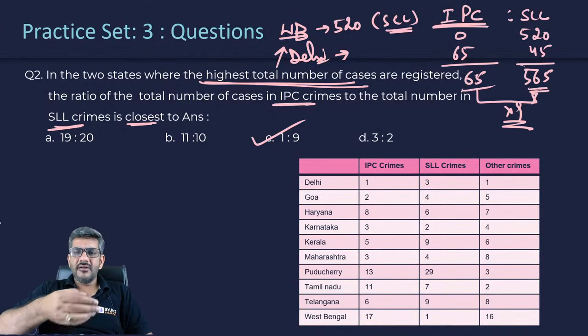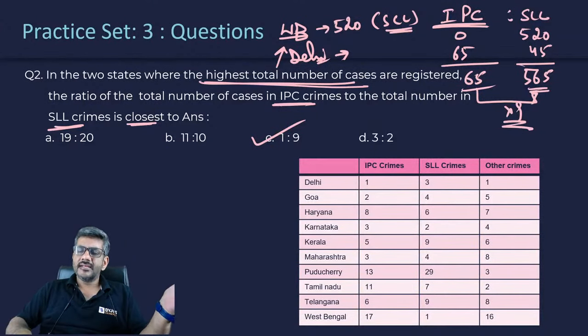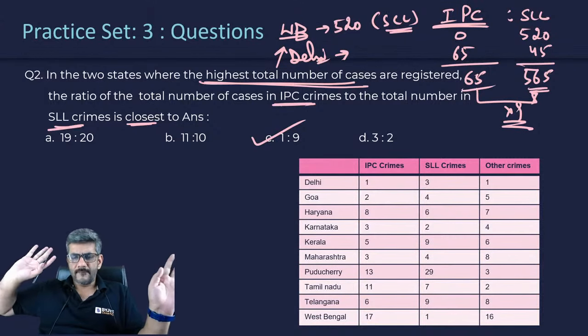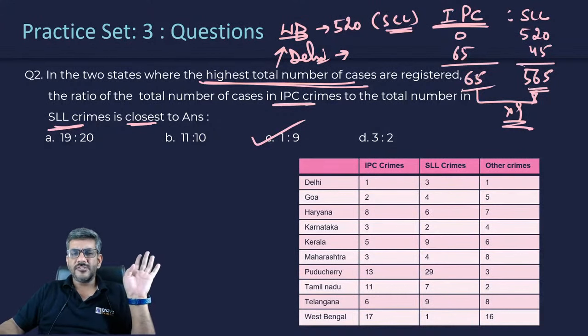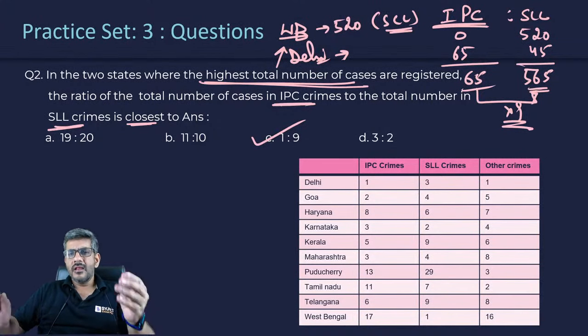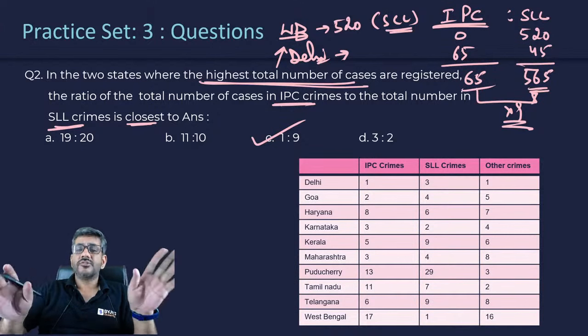19, 20, 11, 10, 3, 2, all of these are very close to each other. 1:9 is way away from all of them. So therefore I can straight away say 1:9. Even if you had taken 65 as 60, 45 as 40 or 50, you would still have said the answer is 1:9. One thing is certain, that total SLL is higher. So options B and D are anyway gone.